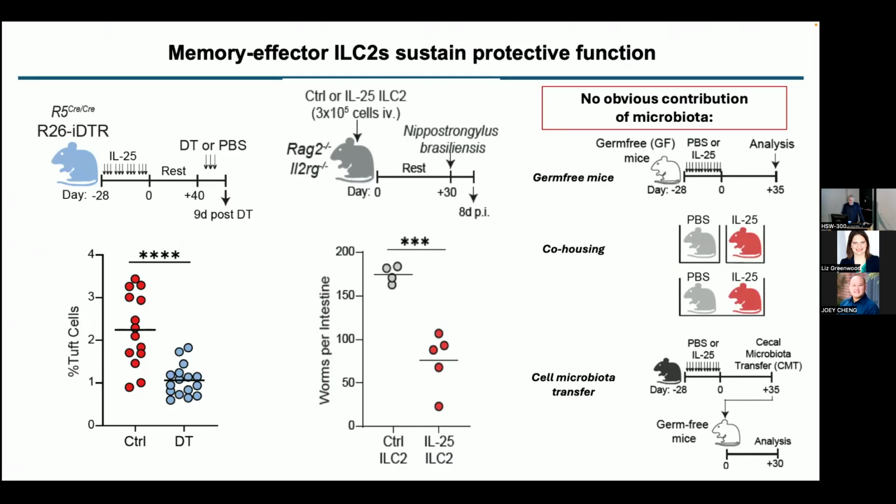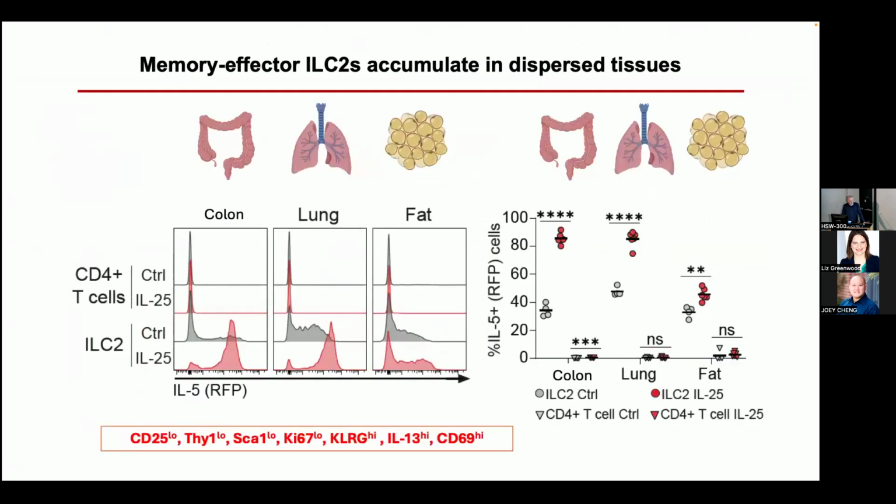But if we do it in germ-free mice, the animals develop the phenotype normally. All these cells develop normally in germ-free mice. If we co-house or don't co-house the mice, it doesn't matter. If we transfer cecal flora from mice to germ-free mice, we don't induce the phenotype.